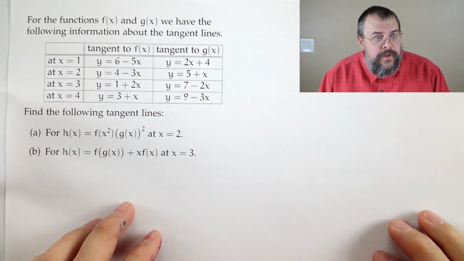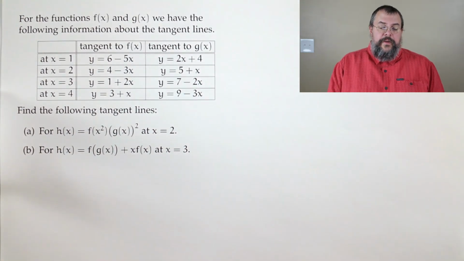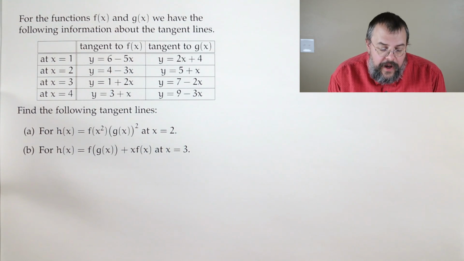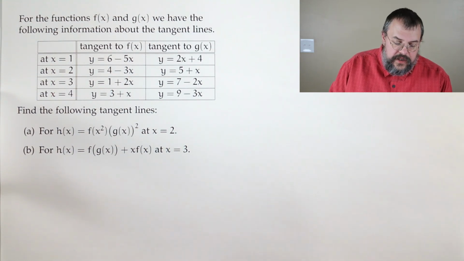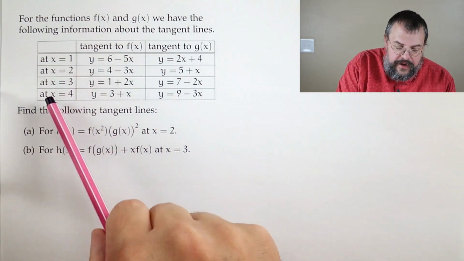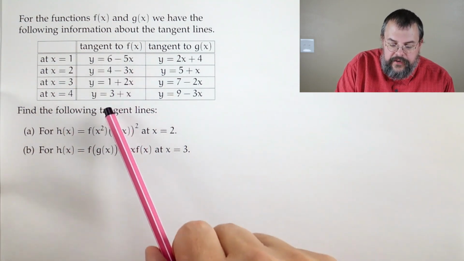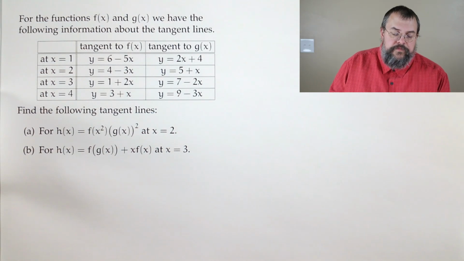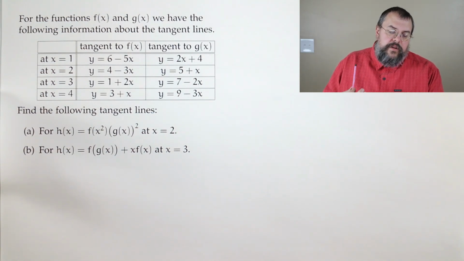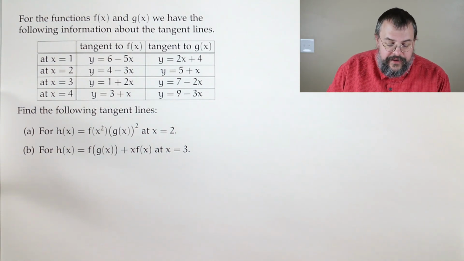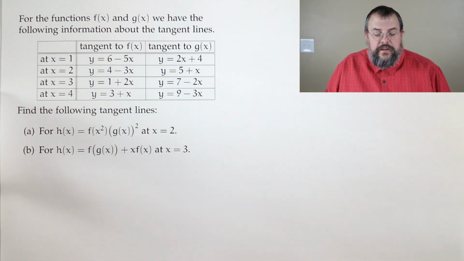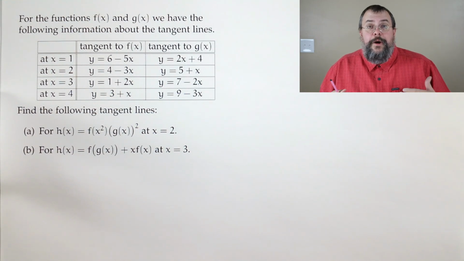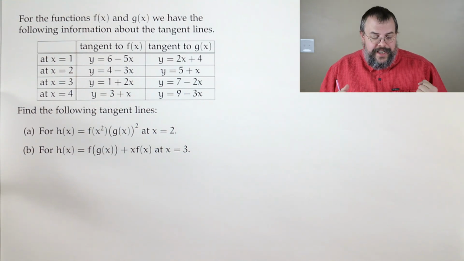All right, here we go. For the functions f of x and g of x, we have the following information about the tangent line. So I have a bunch of different tangent lines at various points. So at 1, 2, 3, and 4, I have the tangent line to f and the tangent line to g. And now it's asking us to find the following tangent lines. So I have to find two different tangent lines where I'm creating this new function by doing some strange combinations to f and g.